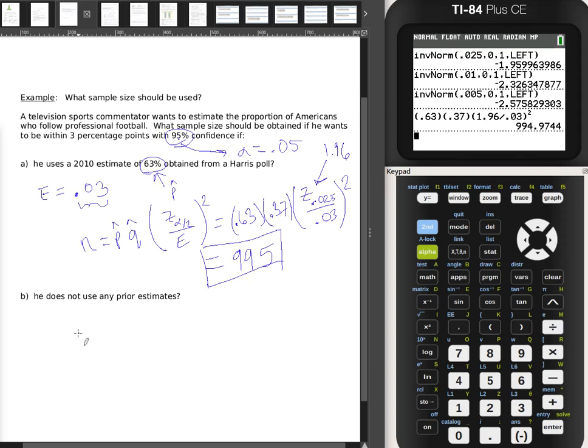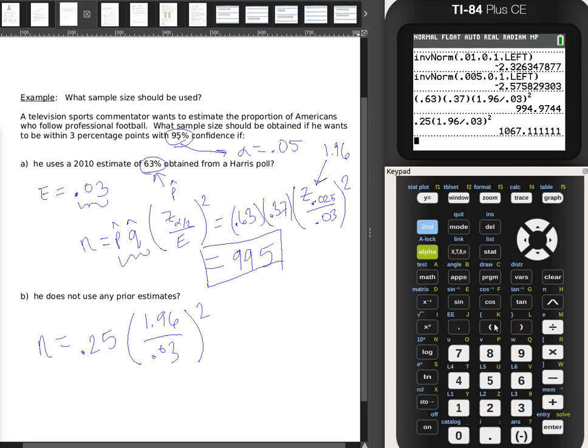And then we will calculate this one if he does not use any prior estimates. Remember, that just changes the formula a little bit. We would just go 0.25 in place of the p-hat times q-hat, and then everything else will stay the same. It will go 1.96 divided by 0.03, and then we will go squared. So how is that going to turn out? 0.25, times 1.96 over 0.03, and then we will square this one. And what are we going to get?